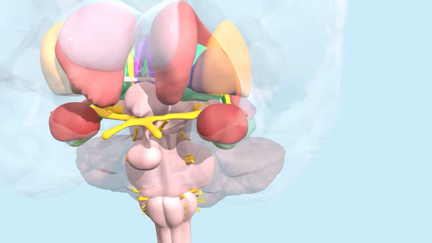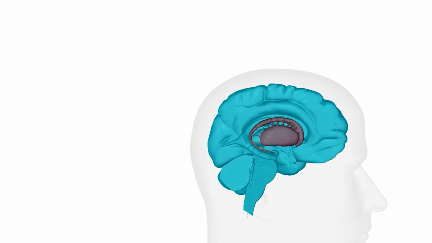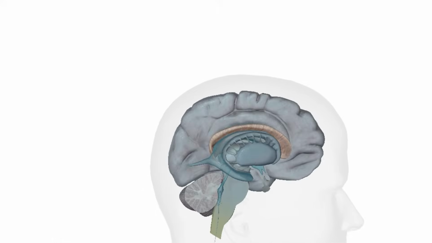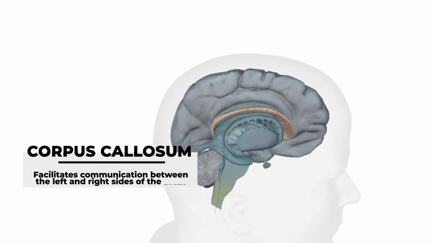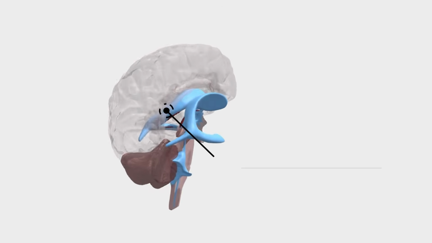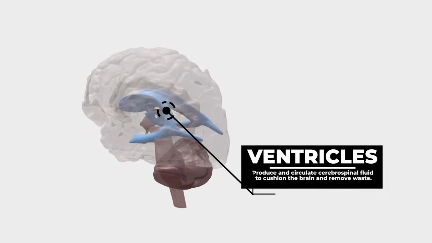Pituitary gland. Releases hormones that regulate several physiological processes, including growth and metabolism. Basal ganglia is a group of nuclei that play key roles in movement regulation, habit formation, and certain aspects of cognition and emotion. Corpus callosum facilitates communication between the left and right sides of the brain. Ventricles produce and circulate cerebrospinal fluid to cushion the brain and remove waste.